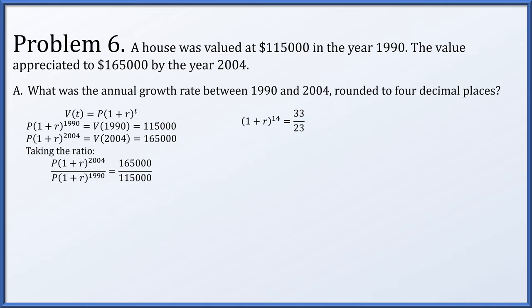So now we wish to solve for R, the annual growth rate, and it's buried underneath this exponent, and the way we get rid of exponents is by taking logarithms. So by taking a natural log of both sides, we can bring that exponent out as a scalar multiple.